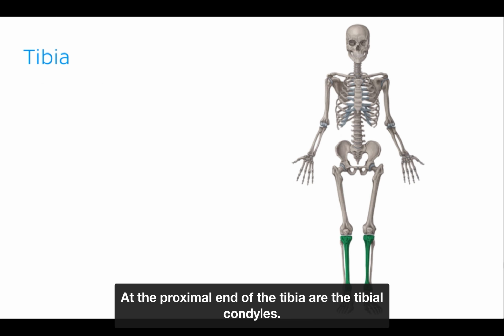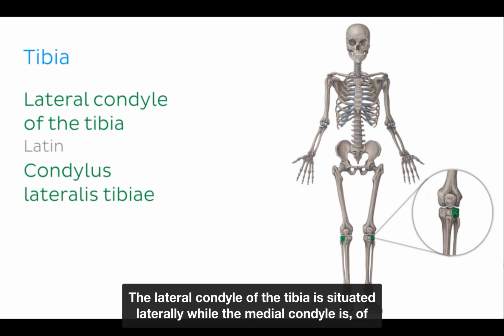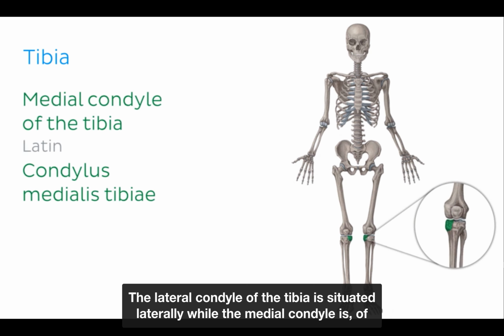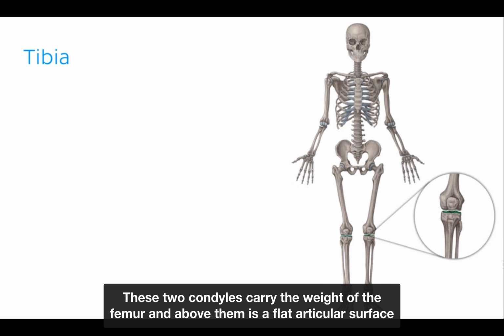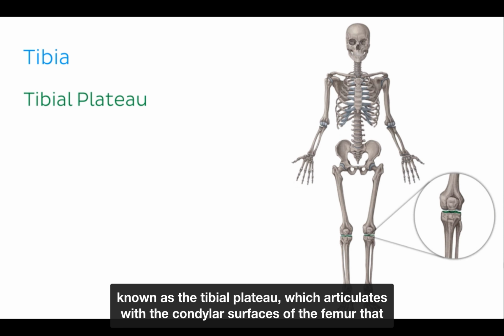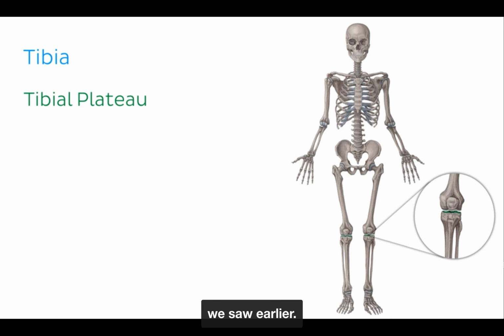At the proximal end of the tibia are the tibial condyles. The lateral condyle of the tibia is situated laterally, while the medial condyle is of course situated medially. These 2 condyles carry the weight of the femur, and above them is a flat articular surface known as the tibial plateau, which articulates with the condylar surfaces of the femur that we saw earlier.